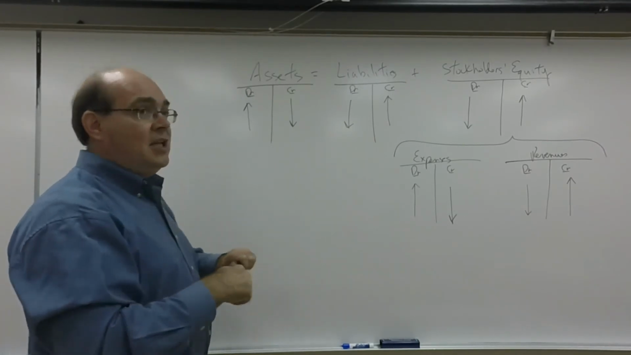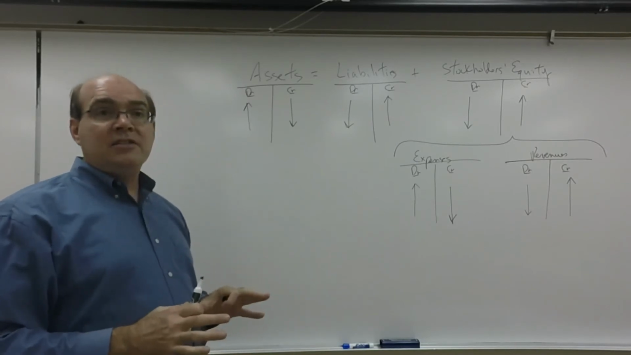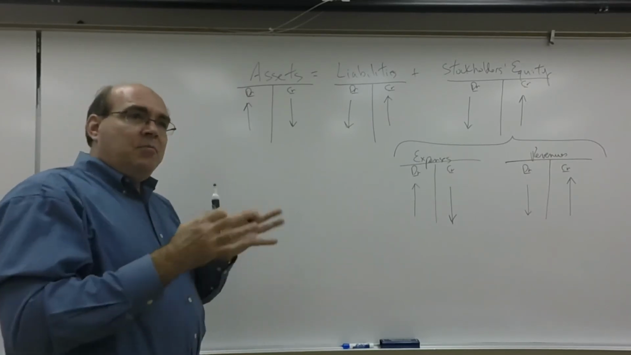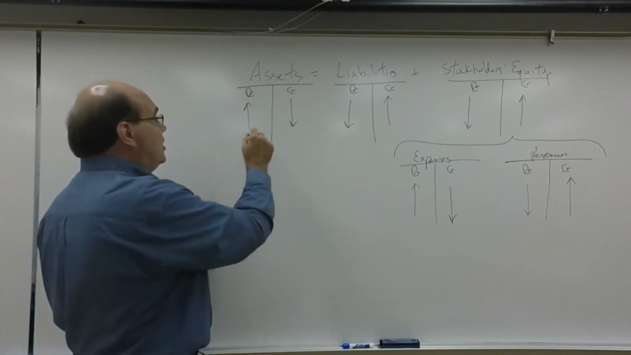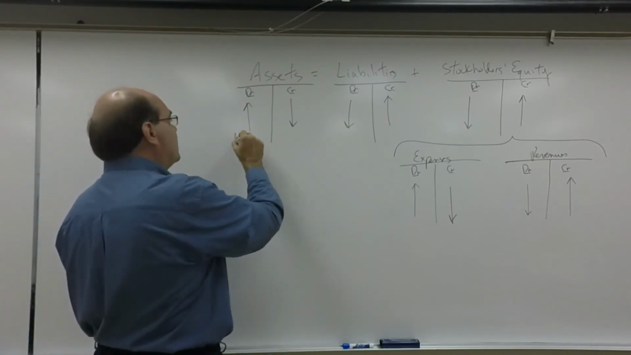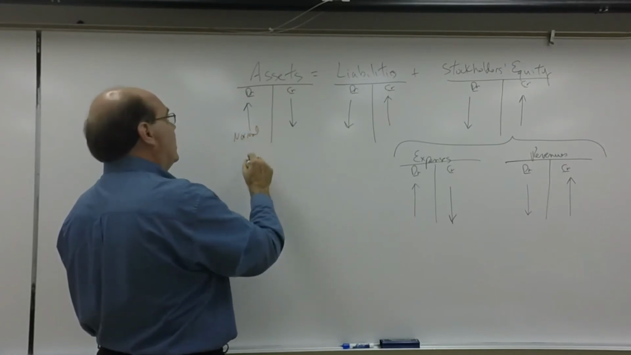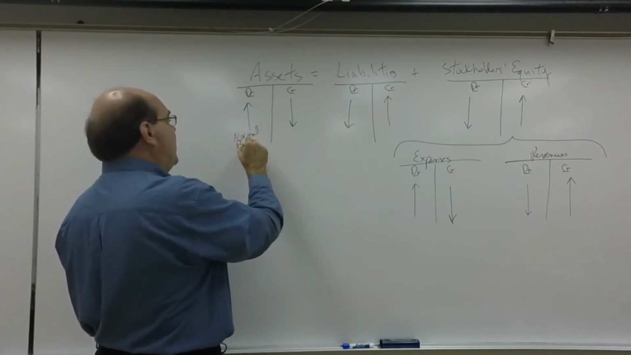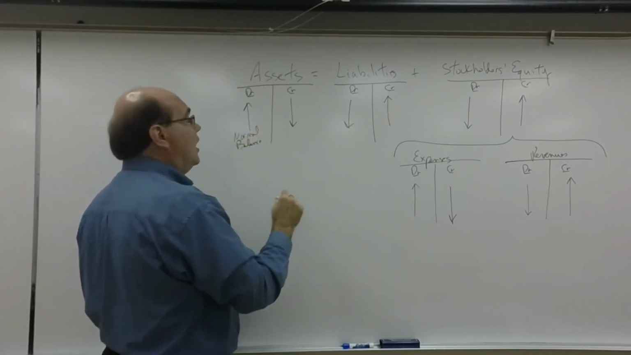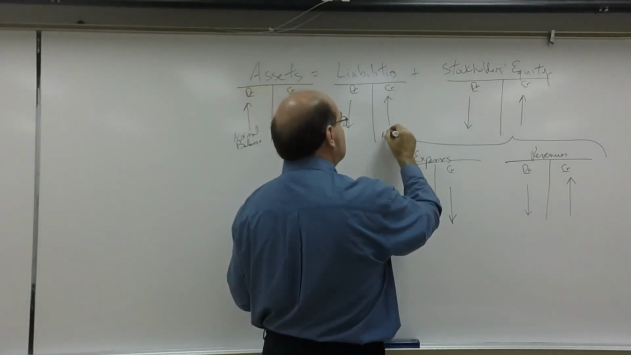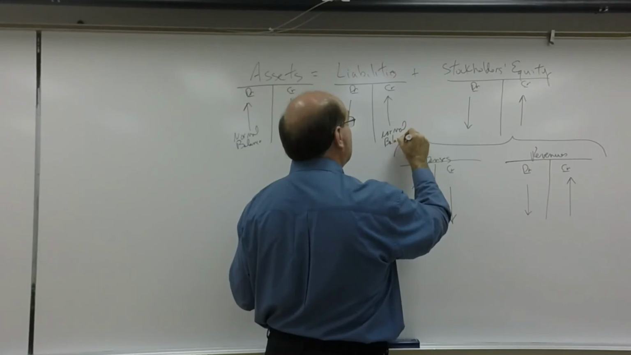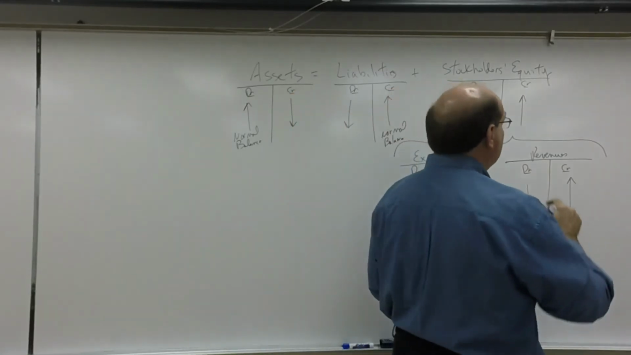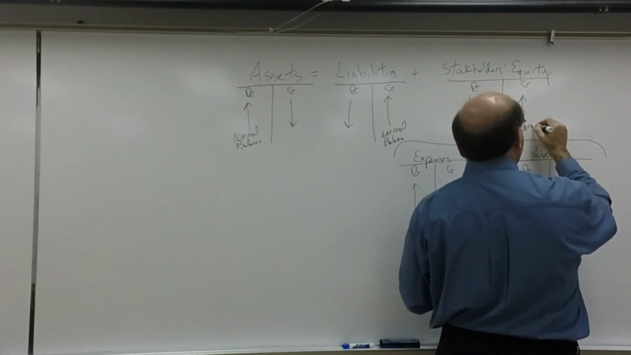The other thing you might want to keep in mind, there's something we call normal balances. That means that the accounts have a balance that usually most of the transactions are either debits or credits. So with an asset, this is the normal balance. It's an asset, it's a debit. So normal balances are here. On liabilities, normal balances are on the credit side. And in stockholders' equity, normal balances are also on the credit side.